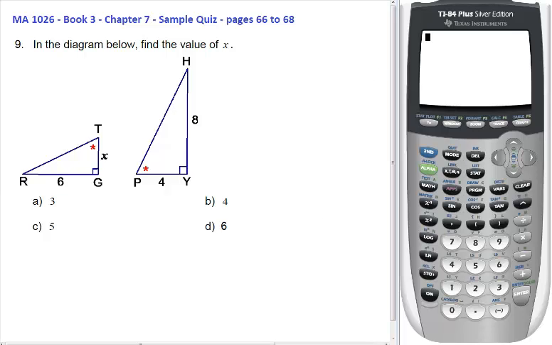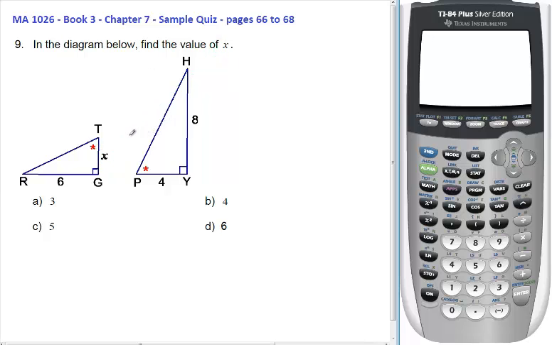G'day students, today we're going to look at the solution to number 9, multiple choice, part of your chapter 7 sample quiz found in book 3 of your Math 1026 booklets. And this is asking us to find the value of x below in the diagram, and x is of course right here, side TG. So how do we find that side?